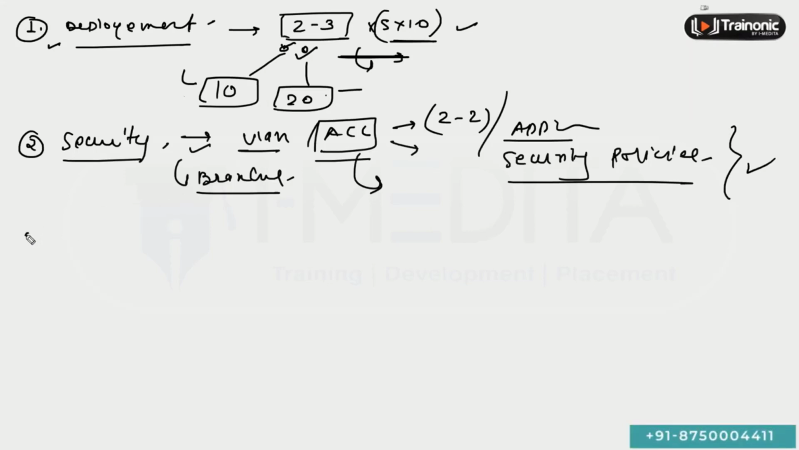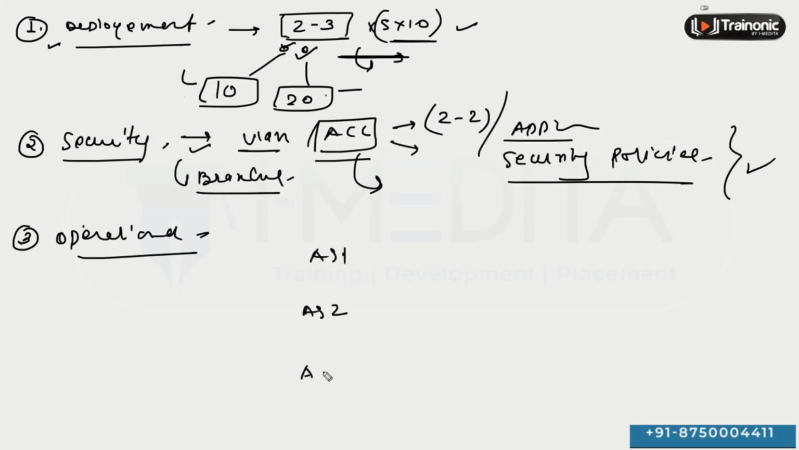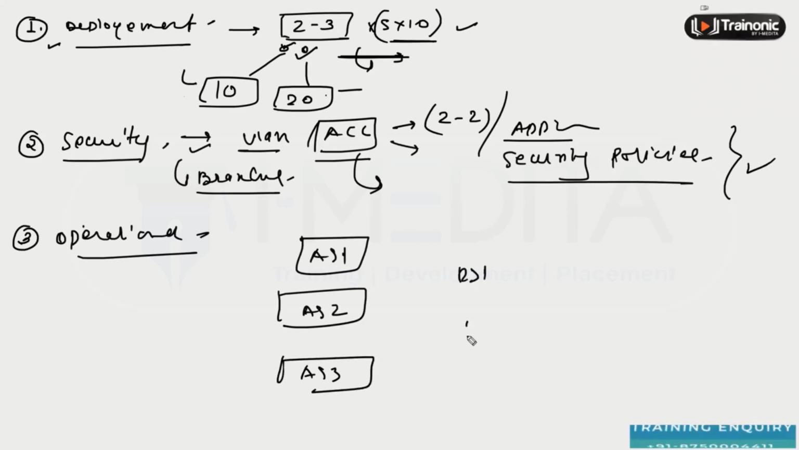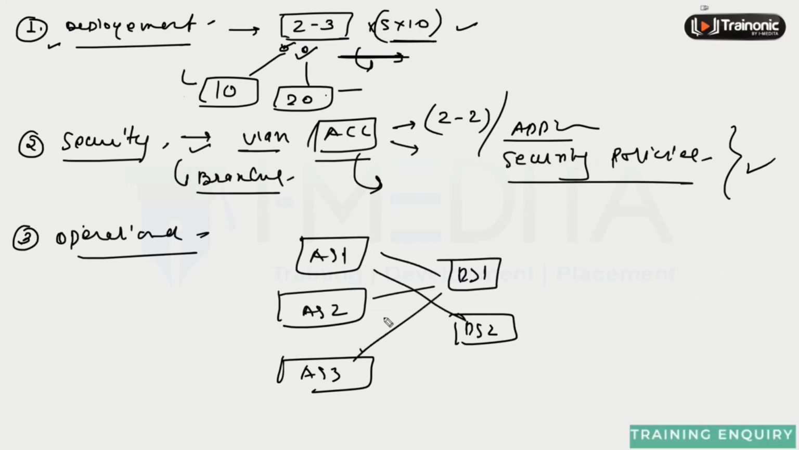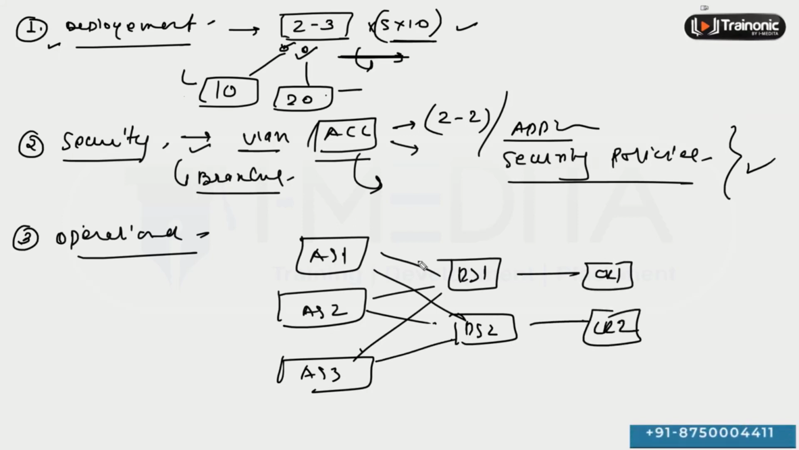Fine. We have other operational challenges as well. For example, let's say we are running a campus area network. In that campus area network, we have access layer devices, then we have distribution layer devices, and we have connected all these devices with distribution layer switch 1, distribution layer switch 2, like that. And then further on it can go also to the core layer switches, like core layer switch 1, core layer switch 2, whatever. So here we might be facing some sort of operational challenges as well.